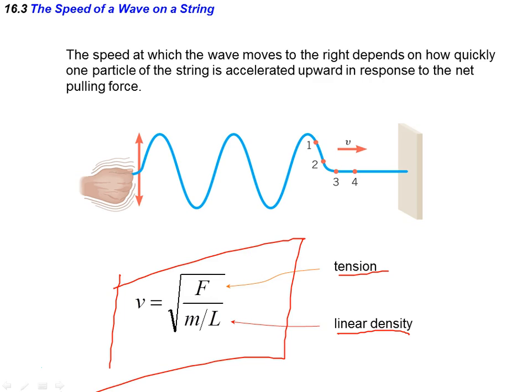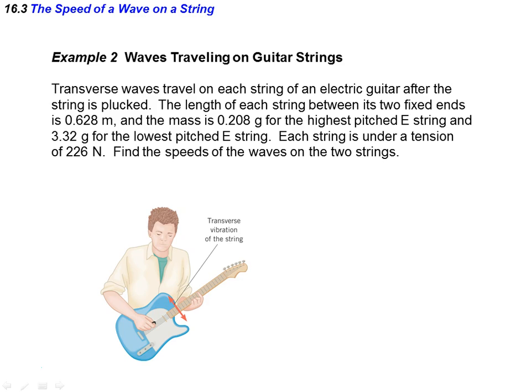Now, the linear density is the mass per unit length. So just looking at this formula, we can see a few relationships. Increasing the tension increases the speed at which a wave can move in a string. Increasing the linear density would decrease the speed at which a wave can move along the string. So let's take an example here and use this formula.